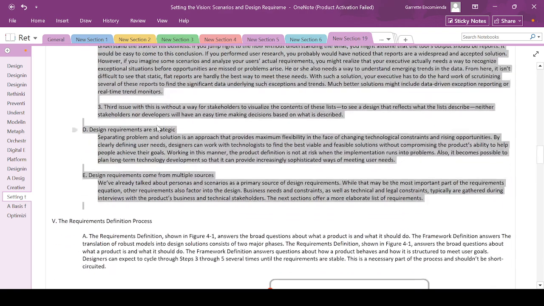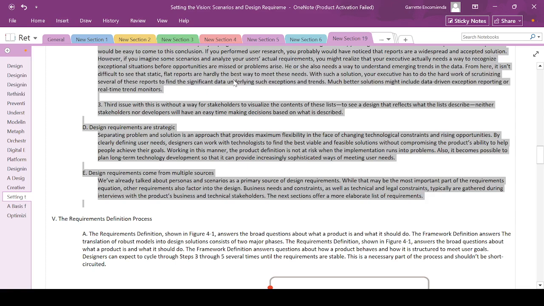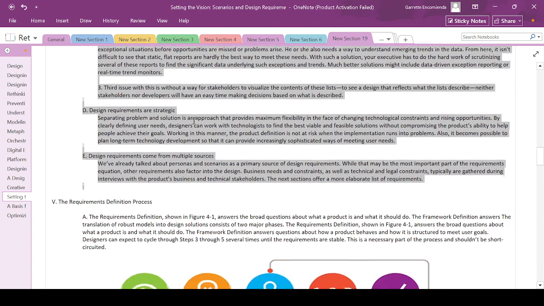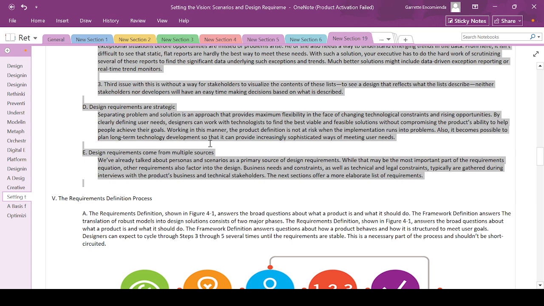From there, it isn't difficult to see that static, flat reports are hardly the best way to meet these needs. With such a solution, your executive has to do the hard work of scrutinizing several of these reports, it could be hundreds of documents, to find the significant data underlying such exceptions and trends. Much better solutions might include data-driven exception reporting or real-time trend monitors. Data-driven exception, like a critical incident in the data, or real-time trend monitors allow them to find the trend without the executive navigating it.